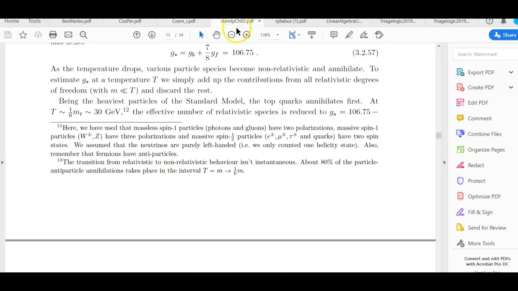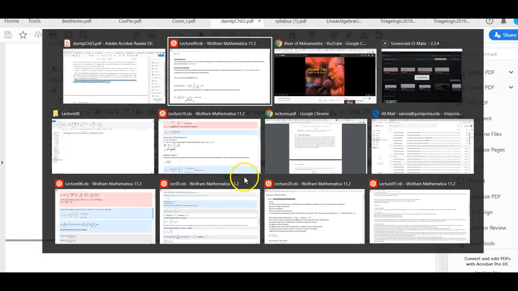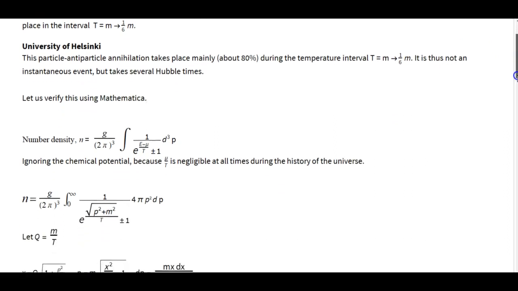And in the notes from Baumann, here is the statement: the transition from relativistic to non-relativistic behavior isn't instantaneous. 80% of the particle annihilation takes place in m to m/6. Now let us verify this using Mathematica, that 80% of the particles annihilate during the interval m to m/6.